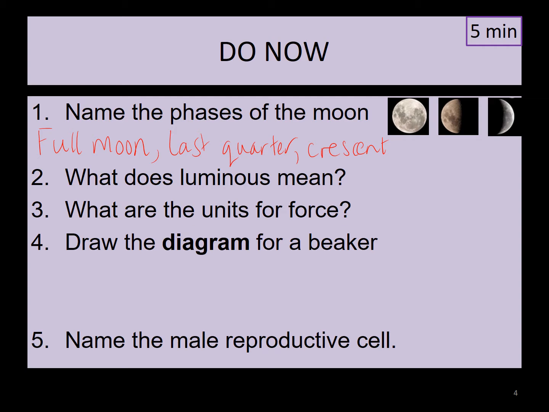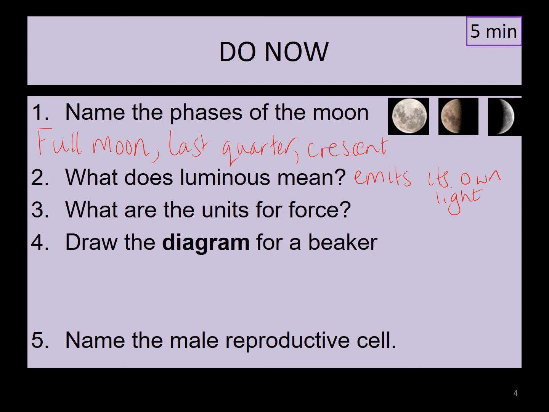Question number 2, what does luminous mean? If you remember, we used the example of the sun in the last lesson. We said that the sun is a luminous object, and luminous means it emits its own light. It gives out its own light. Like the sun gives out its own light, a light bulb gives out its own light as well.